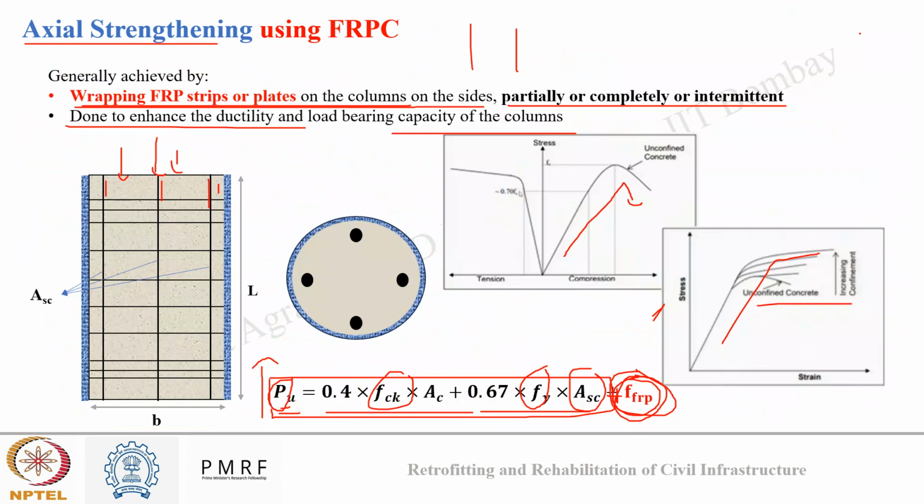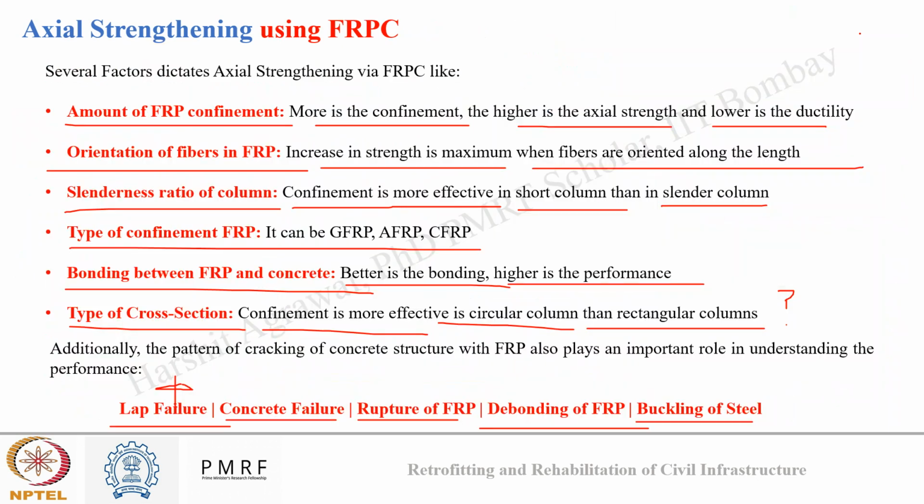Here again we saw how axial strengthening is done for columns using FRP, why axial strengthening increases with FRP, and what the different factors are on which axial strengthening depends. So apart from the common factors of strengthening, we here introduced two more interesting factors, that was the slenderness ratio of the column and the type of cross section. For each of these factors, we saw the literature, what results they observed and why they observed those results, and we also saw different types of failure.